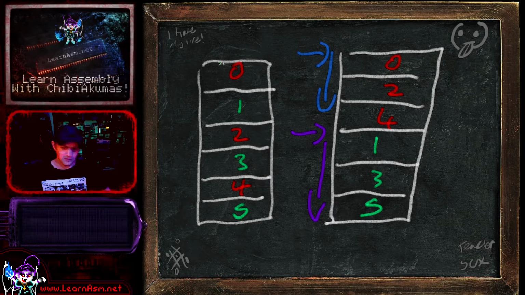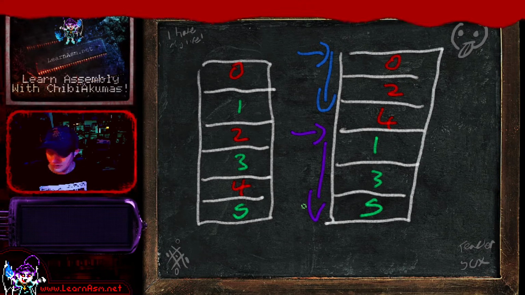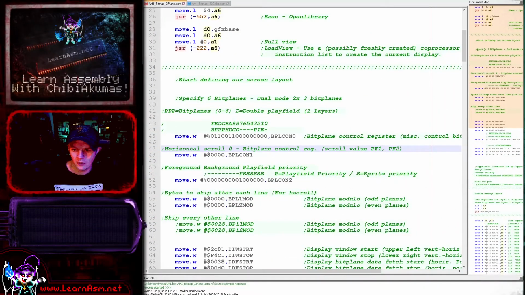But as I say, the bit planes as they are organized within the hardware are alternating bit planes, and it's just the organization in memory I'm going to make a bit more consistent. So you're going to see that in the code here.